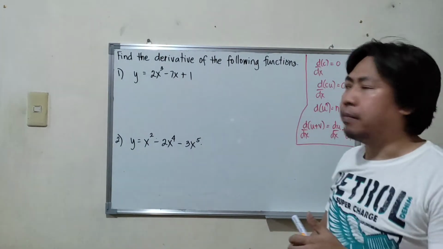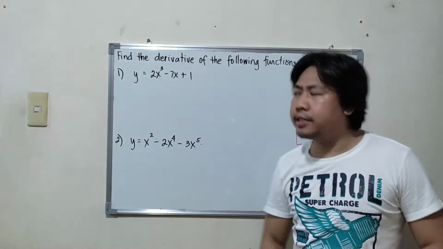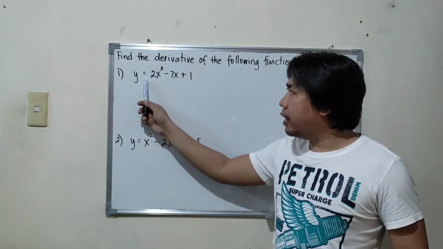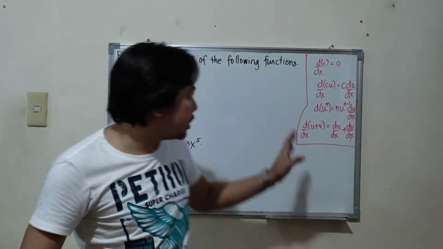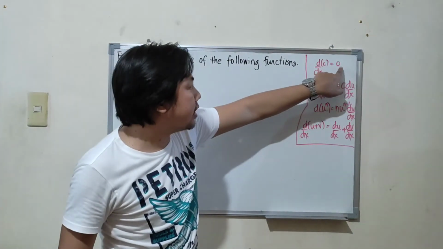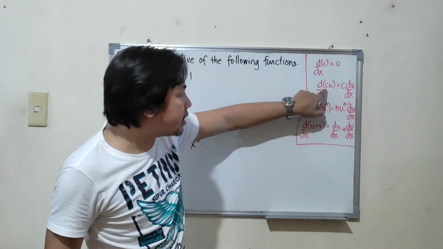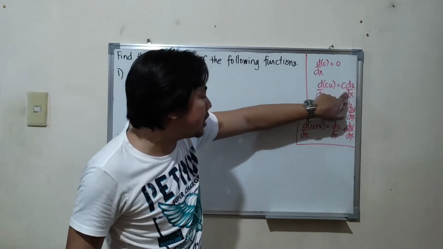Okay, so example number 1. Find the derivative of the following functions. First example, y equals 2x cubed minus 7x plus 1. So yung mga formula, sinulat ko sa gilid yung mga formula natin. Derivative of constant equals 0. Derivative of constant times u equals c times derivative of u with respect to x.